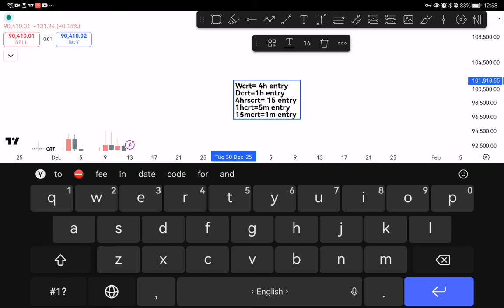So for each of these entries, it depends on the type of trader that you are, right? If you're a swing trader, then the weekly and the daily is for you. If you're a day trader, the 4 hours. If you are short term, let me say a scalper, then the 15 minutes is for you.